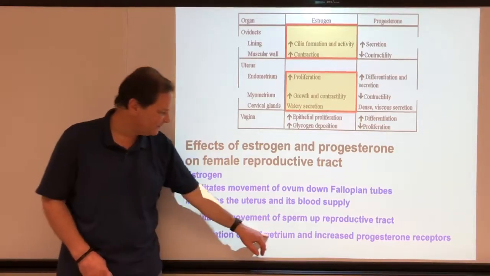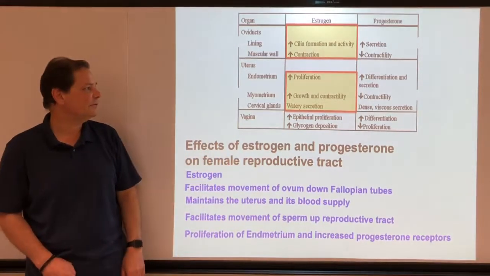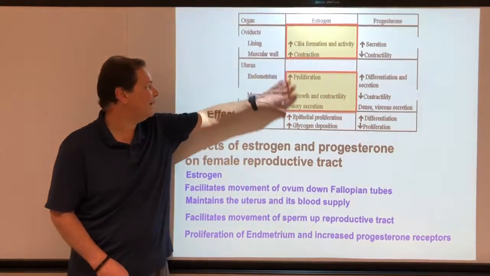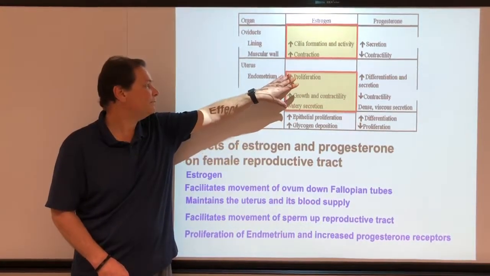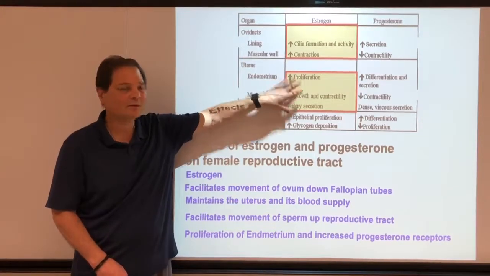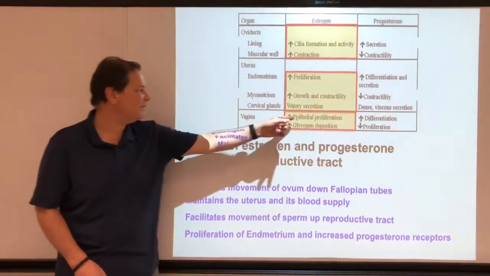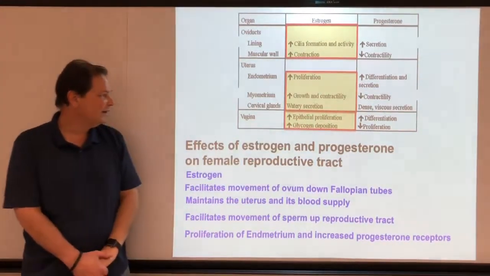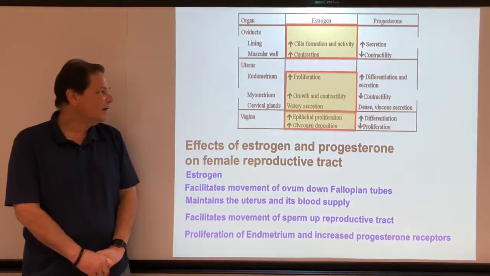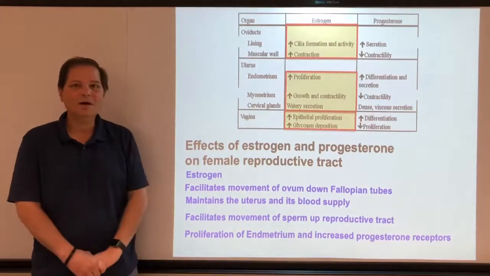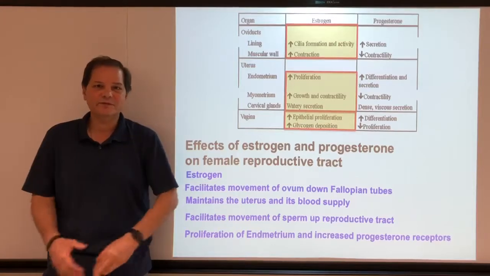We have this proliferation of the endometrium, and we're increasing progesterone receptors in preparation of the luteal phase, where this endometrium will be stabilized and kept until physiologically you're certain you don't need it anymore. And then we have the vagina, increased epithelial proliferation and increased glycogen deposition. Basically, we're helping the sperm along, giving it things that it might need to increase its transport and facilitate it up the reproductive tract.